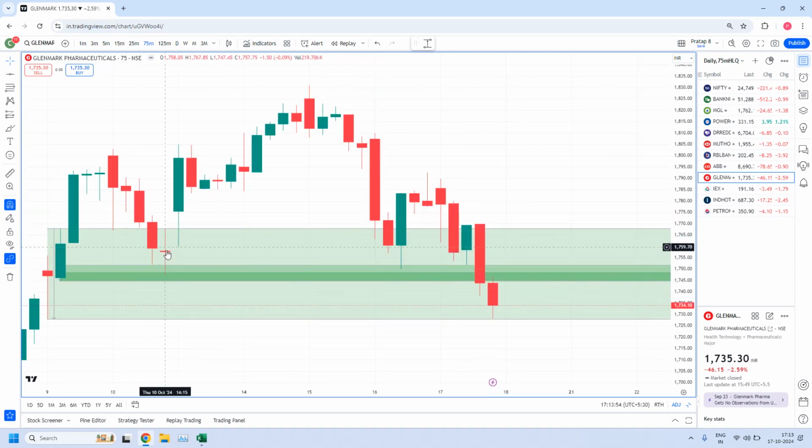This is a tested zone. See here? This is a tested zone. That's why we know this zone will be violated. We didn't plan any trade. But how I fine-tuned, let me explain.